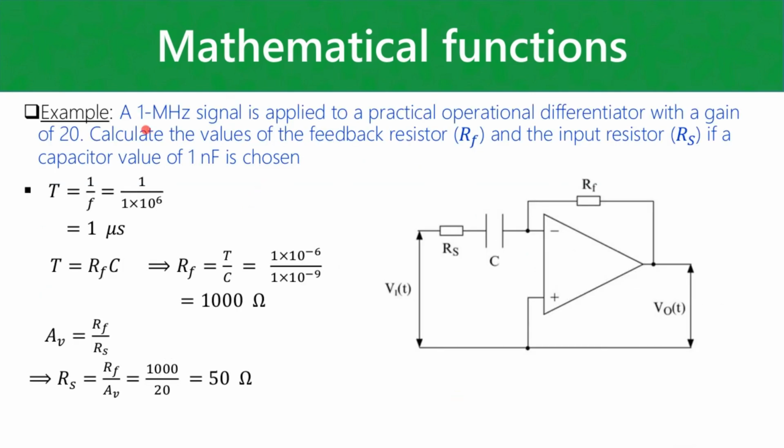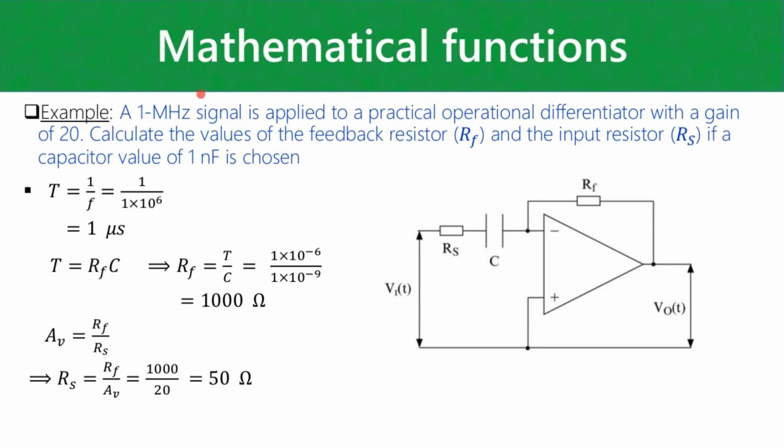All right, so here we do have a bit of an example, and this is actually an example from the textbook as well. So we have a 1 megahertz signal applied to a practical operational differentiator with a gain of 20. We need to calculate the values of the feedback resistor and the input resistor if a capacitor value of 1 nanofarad is chosen. Right, so it's a bit trickier to immediately figure out what we need to do here.